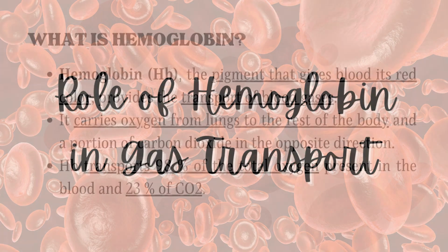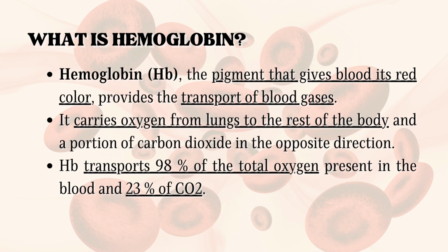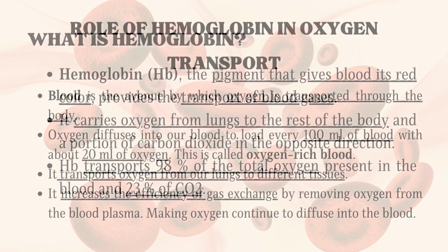So what is hemoglobin? Hemoglobin is the pigment that gives blood its red color and provides transport of blood gases. It also carries oxygen from our lungs to the rest of the body and a portion of carbon dioxide in the opposite direction. Hemoglobin transports 98% of the total oxygen present in the blood and 23% of carbon dioxide.